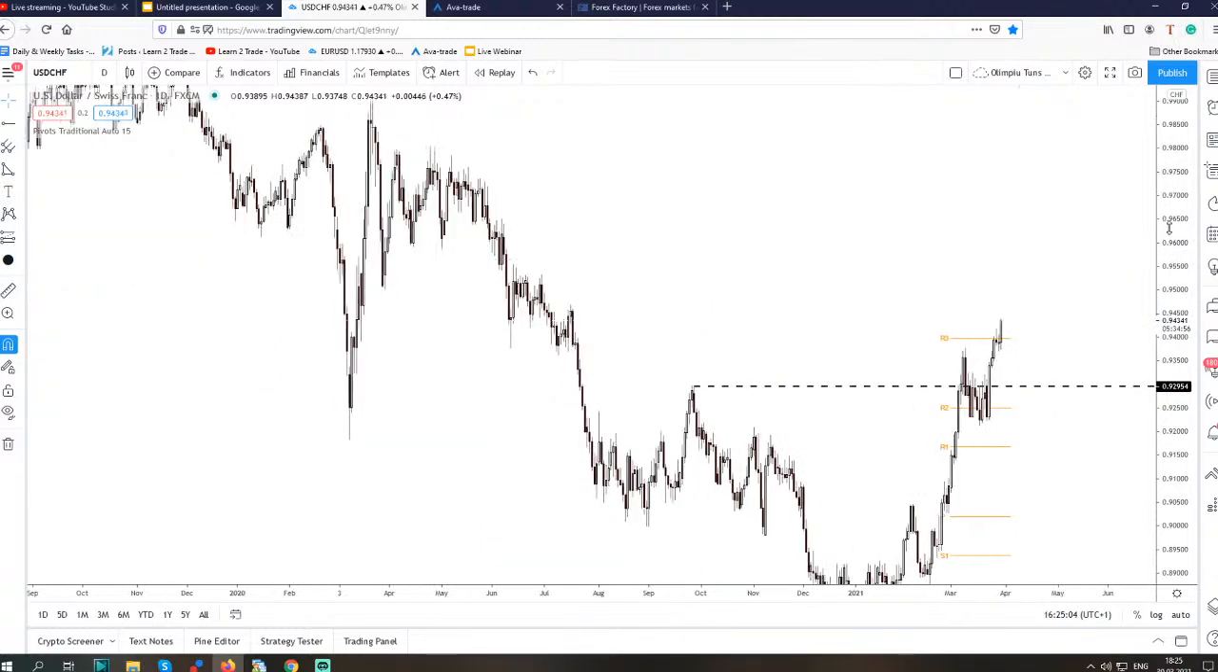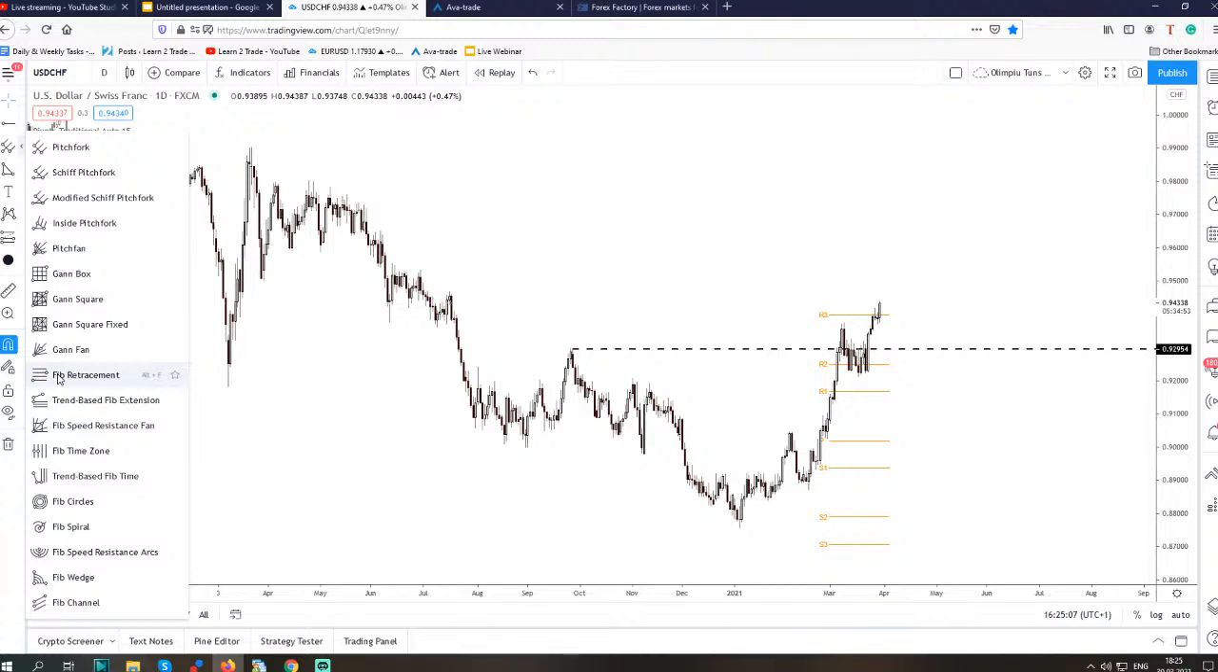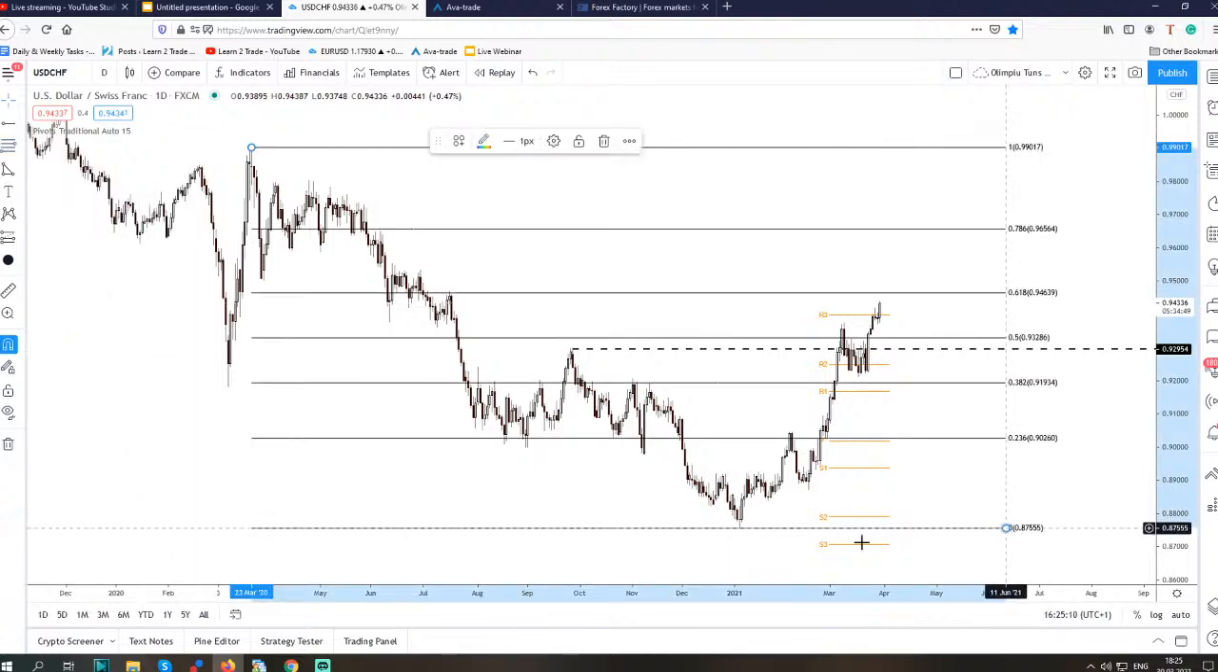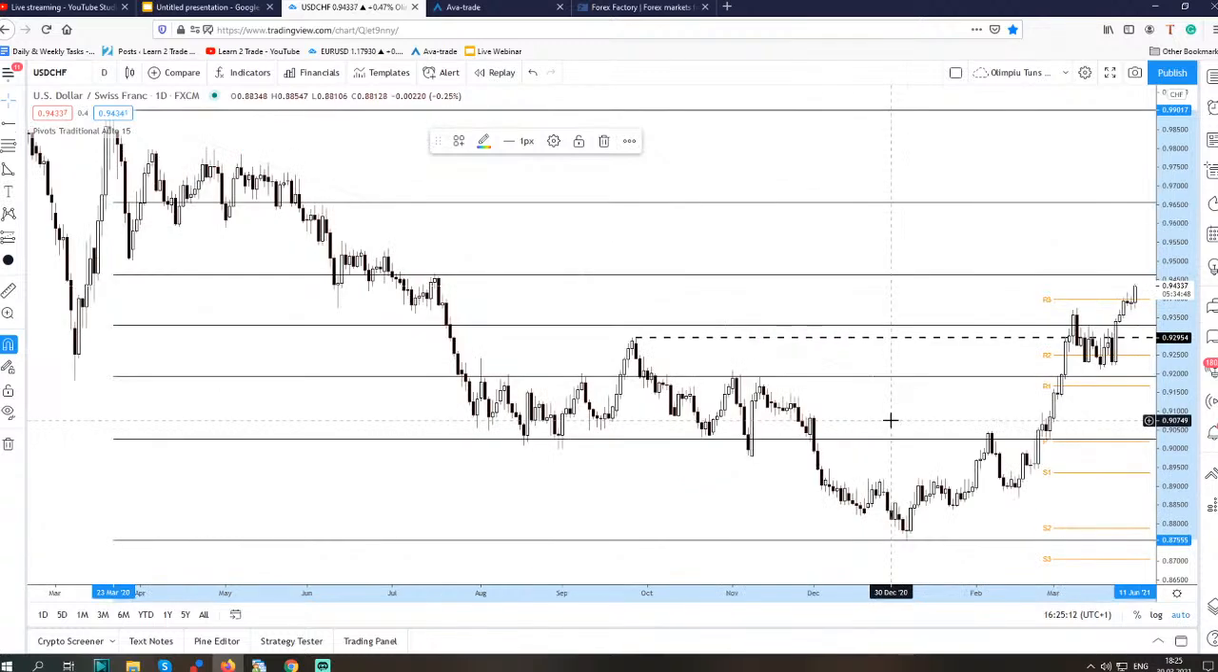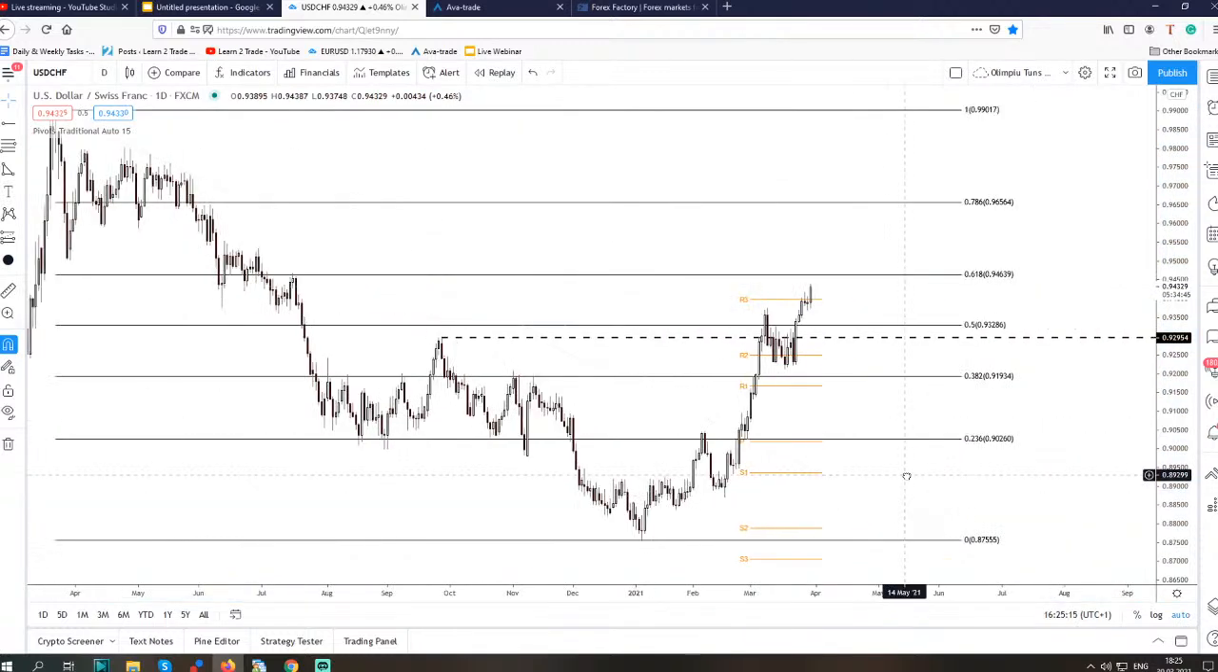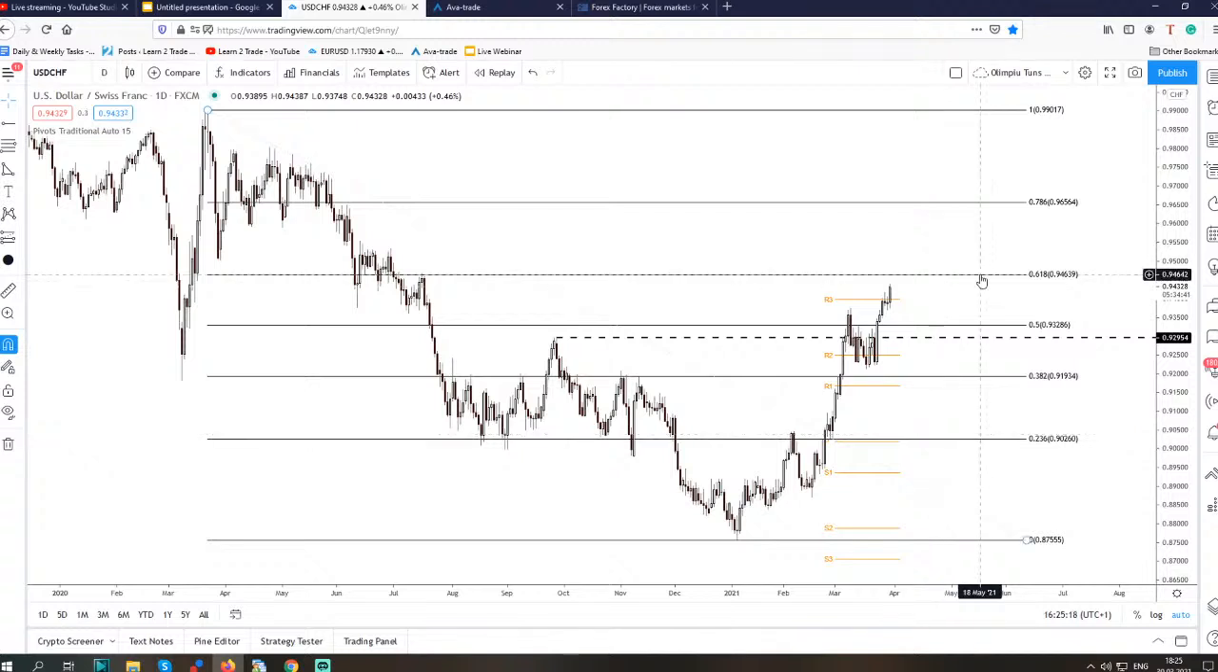Okay, let's draw here a Fibonacci retracement. The immediate upside target will be here at 0.9463, the 61.8 Fibonacci retracement. But as I've told you, the price has confirmed here a further increase in the short term.